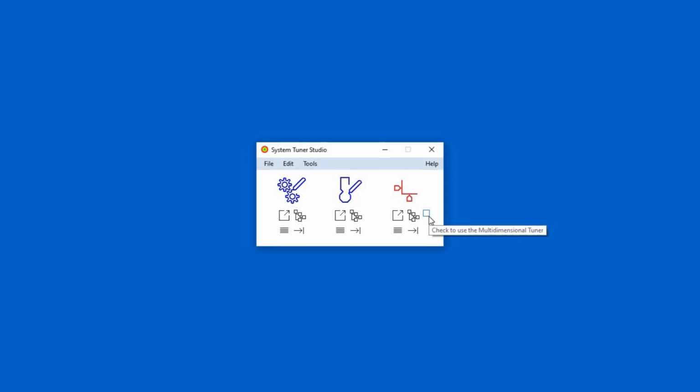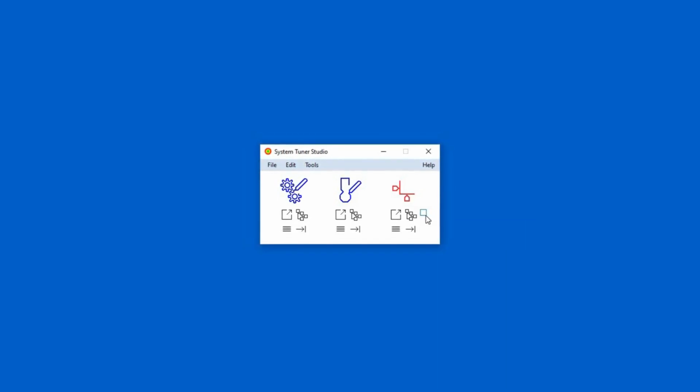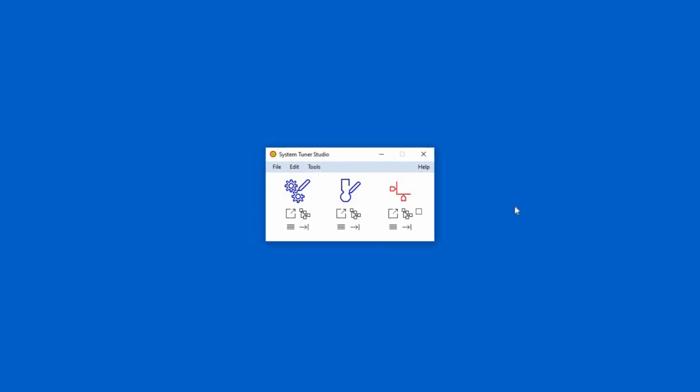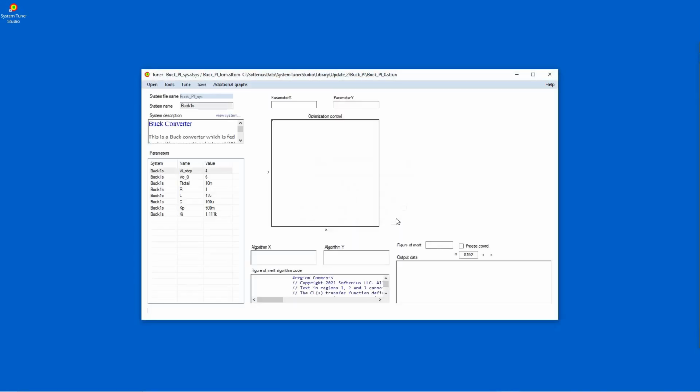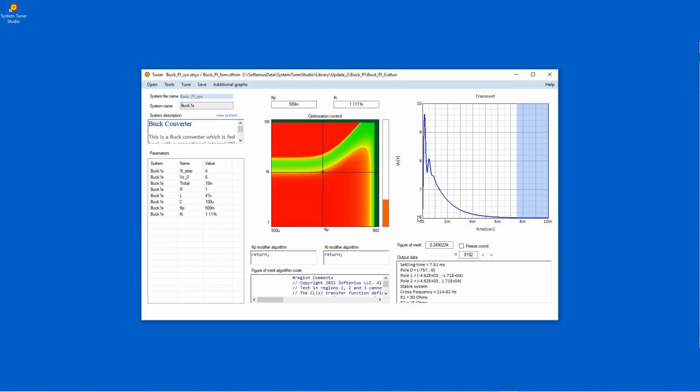If this checkbox is not checked, the Bidimensional Tuner opens. But if it is checked, the Multidimensional Tuner opens. So, let's open the last project, which is precisely the example at hand. The main controls of the two-dimensional tuner are the following.